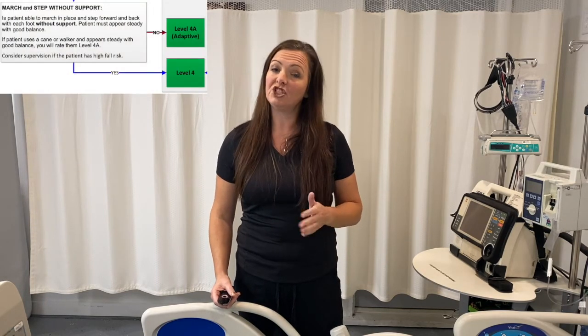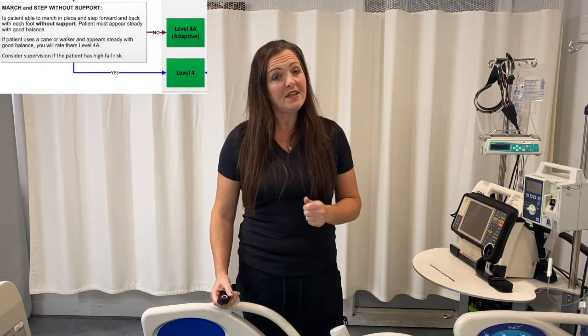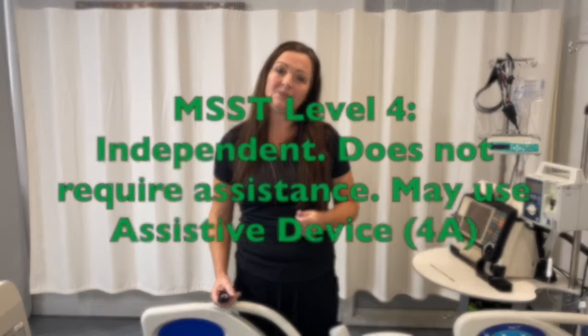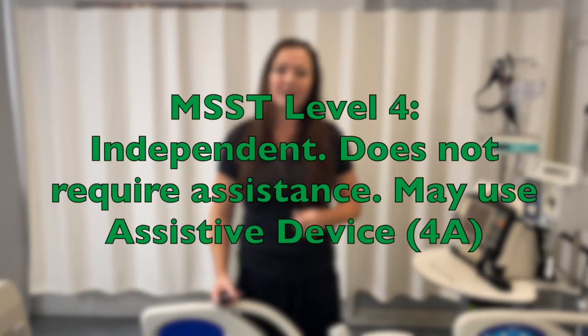If the patient has passed all the mobility screening steps, they have demonstrated the ability to sit up, stand up, and walk independently. They have reached level 4. If they need an assistive device, they are MSST level 4A, which means independent adaptive. If they do not need a device, then they are simply level 4. So let's just review the levels one more time.